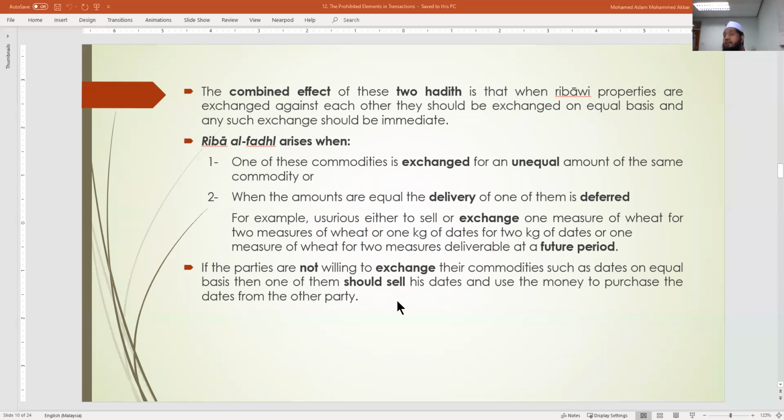If the parties are not willing to exchange their commodities, such as dates, on an equal basis, then one of them should sell his dates and use the money to purchase the dates from the other party. Now it will make sense only if you keep thinking that only these six commodities were the currencies of those days, and so it is not possible.